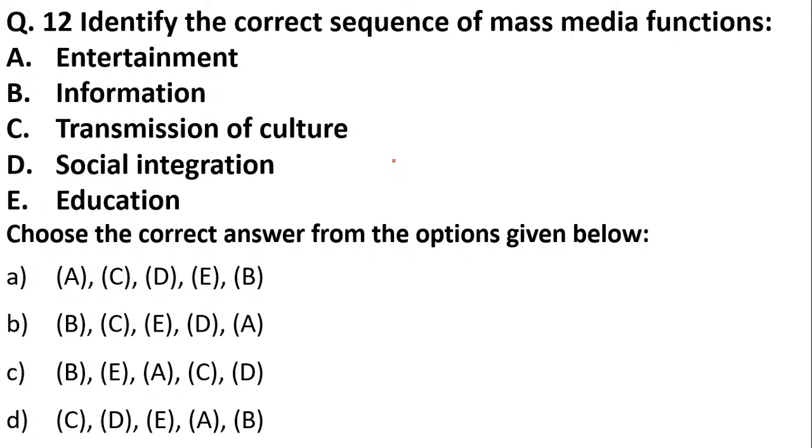So here, the correct sequence is obviously information first. Mass media first of all wants to provide information. Then it should be education. After that will be entertainment. Then will be transmission of culture. Okay, and then social integration. So the right answer will be B, E, A, and C and D. Integration means when you combine something. Okay.